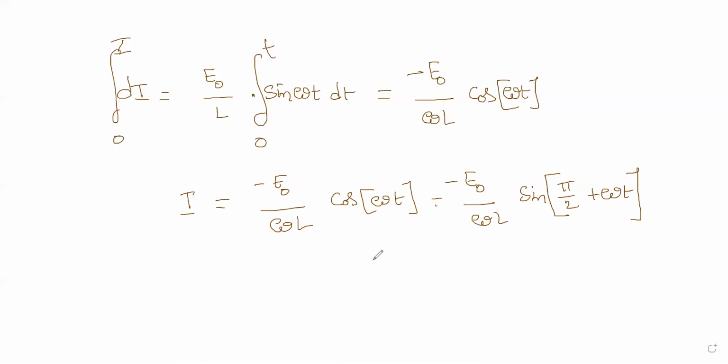So the phase difference, let's work out. The negative value we will take inside. So let's equate this: I is equal to minus E naught by omega L. If I take the negative value inside, sine of, it becomes minus pi by 2 minus omega t. This is what I get. Let's put it in this way.